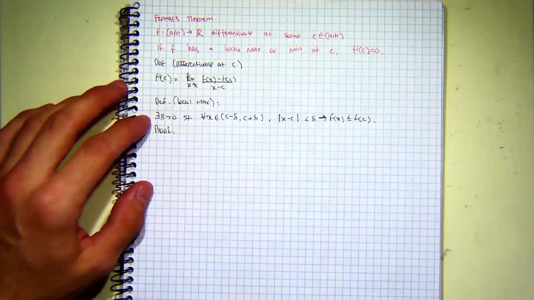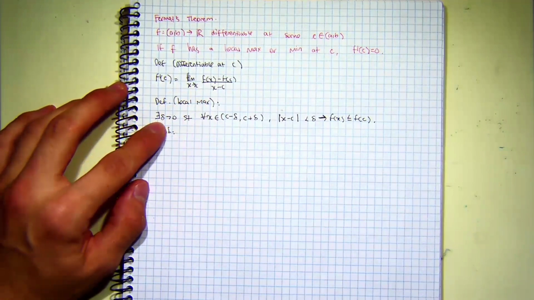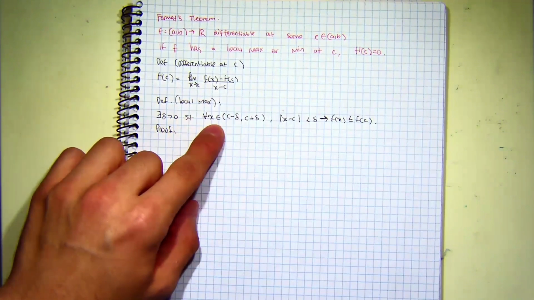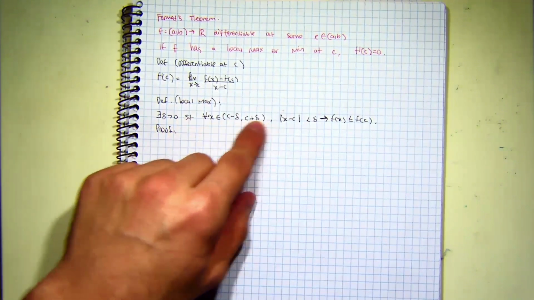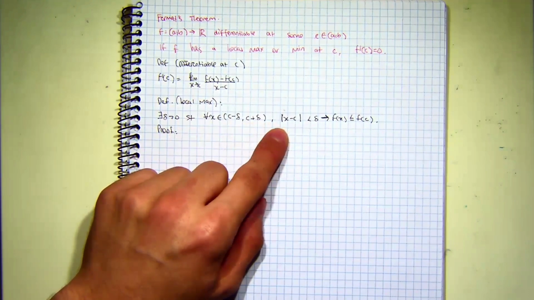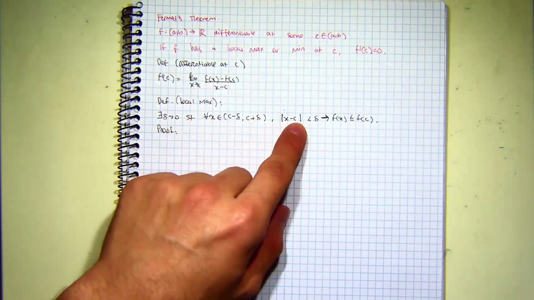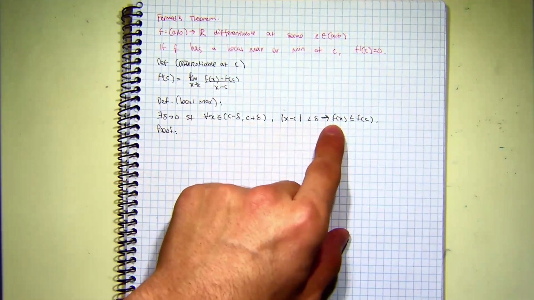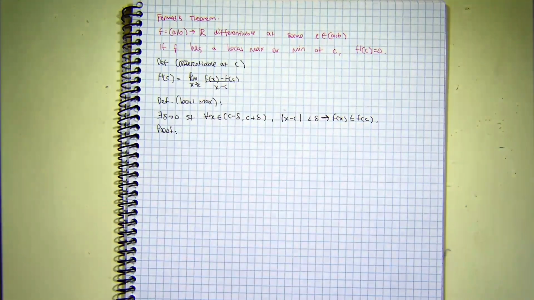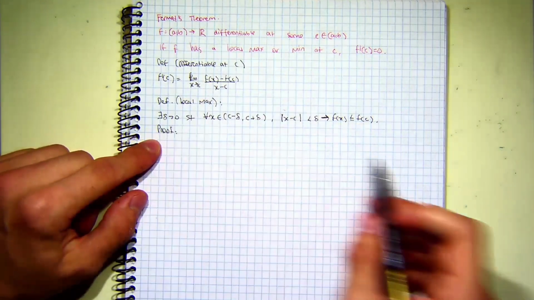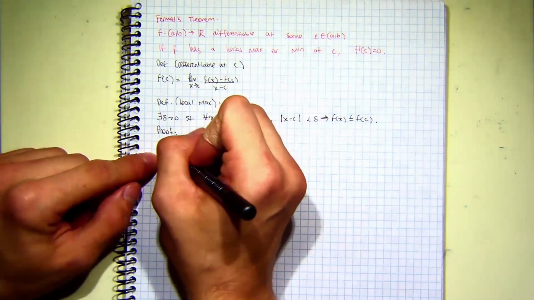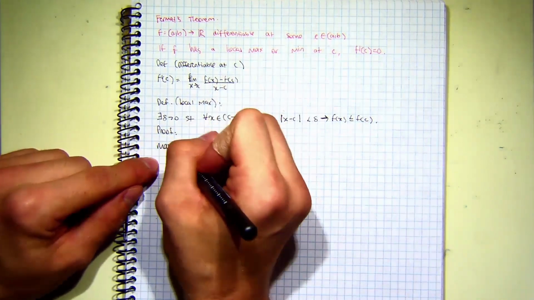And the definition of a local maximum states that there exists a delta greater than 0, such that for all x in c minus delta to c plus delta, the absolute value of x minus c being less than delta implies f of x is less than or equal to f of c. Okay, now there's a similar case for the local minimum, but we'll get to that in a minute. So first let's do the proof for the maximum side.